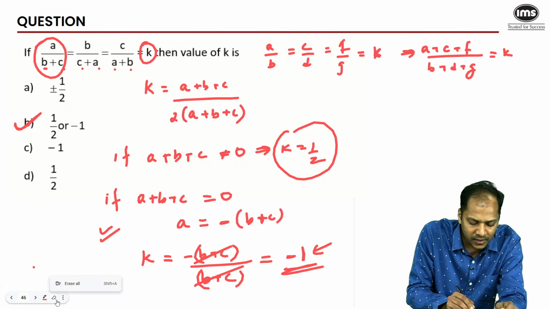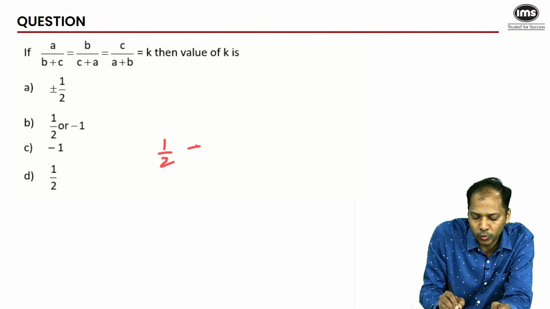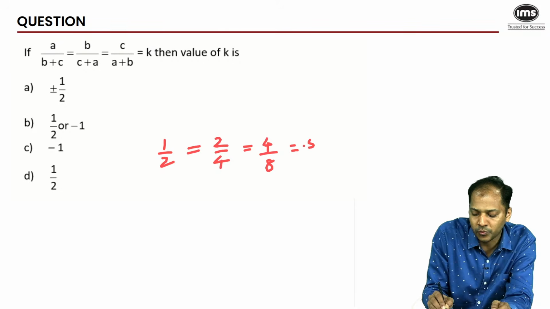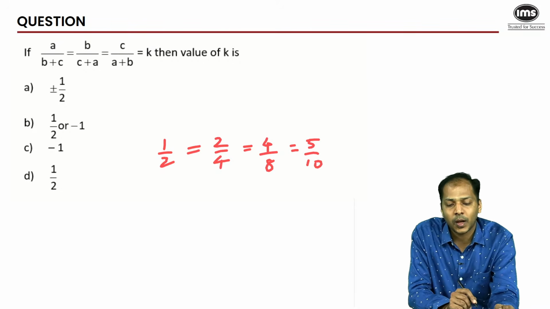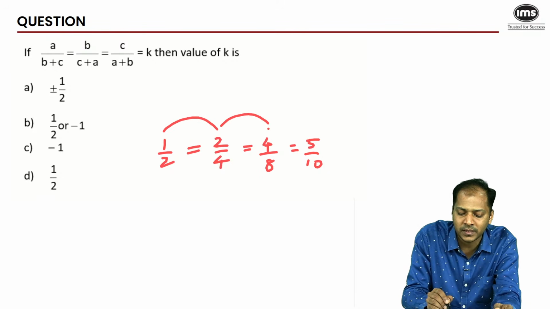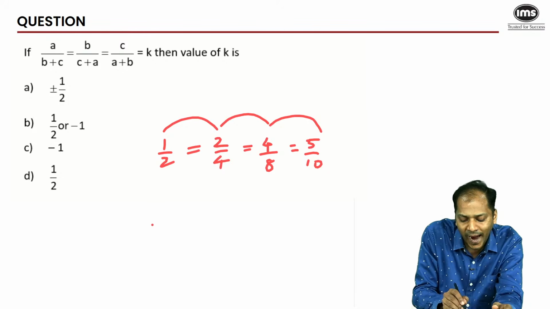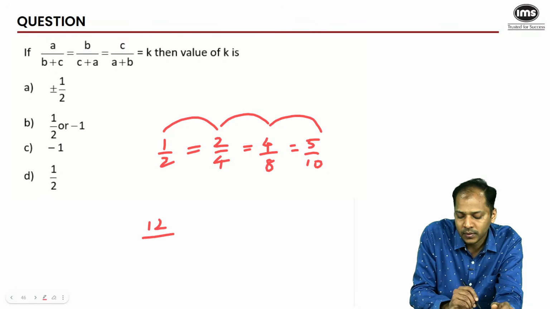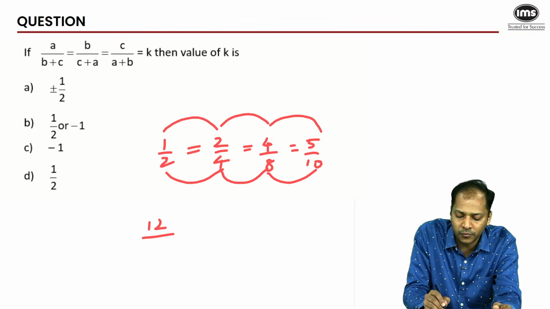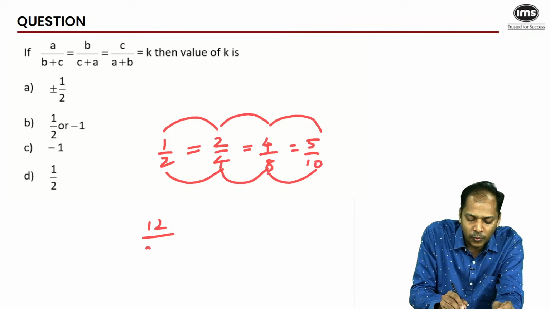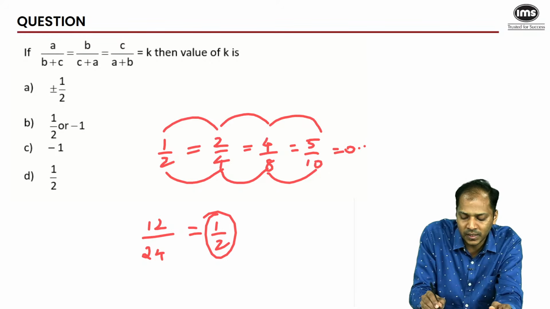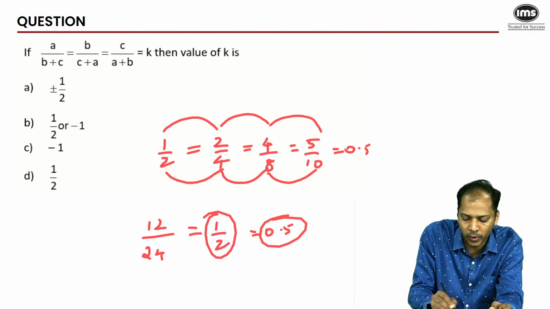Just to clarify this doubt, 1 by 2 is equal to 2 by 4 is equal to 4 by 8, or it's equal to 5 by 10. Now you add all the numerators. 1 plus 2 is 3, 3 plus 4 is 7, 7 plus 5 is 12, that is 12 upon 2 plus 4 is 6, 6 plus 8 is 14, 14 plus 10 is 24. 12 by 24 is still equal to 1 by 2 only. If all of these were equal to 0.5, this is also equal to 0.5, right?